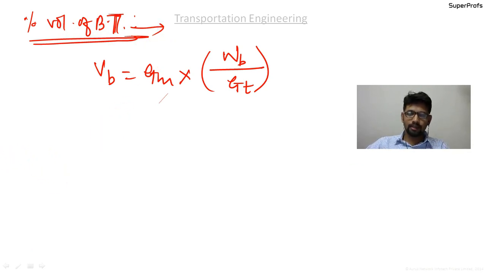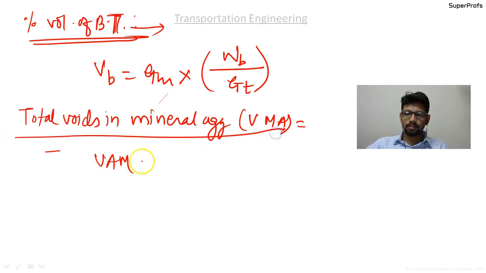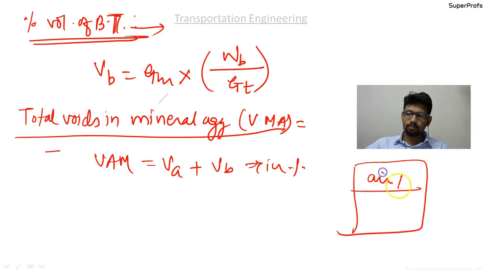So please write down the total voids in mineral aggregates, that is voids in mineral aggregates, VMA, is given as VA plus VB, okay. Both are in percentages, okay. So our three-phase diagram was like this: the air in percentage, bitumen in percentage, and the solids in percentage, okay.